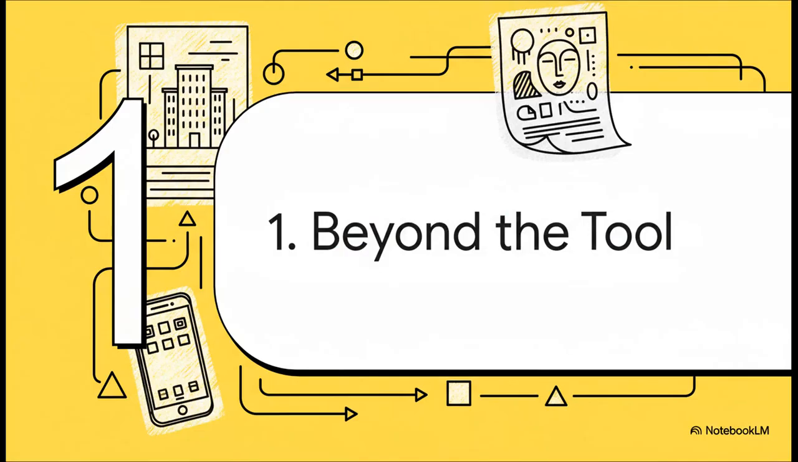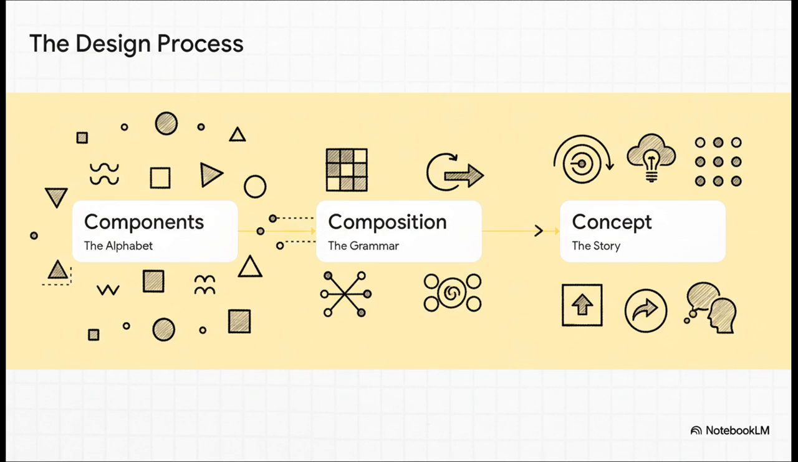Okay, so to really get this, we've got to look beyond the tools. I'm talking past the software, because it doesn't matter if you're looking at an app, a poster, or even a building. The core ideas, they're always the same. They're universal. And it really all breaks down into three simple steps. First, you have your basic components. Think of this as the alphabet of our visual language. Then we arrange those letters into a composition. That's the grammar that makes it all make sense. And finally, that composition tells a complete concept or a story to you, the user. Alphabet, grammar, story. Got it?